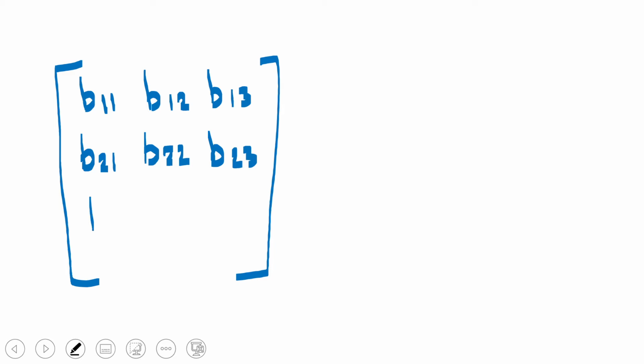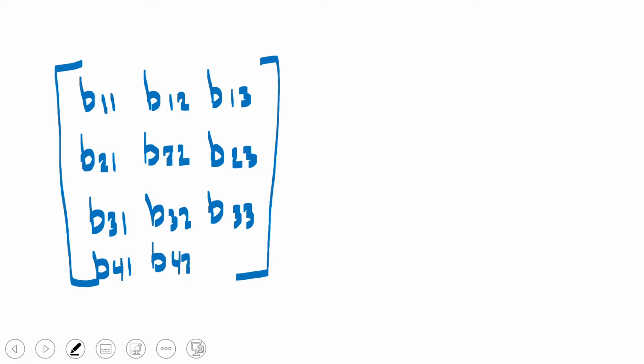The next row, B31, B32, B33, and the last row, B41, B42, and B43.